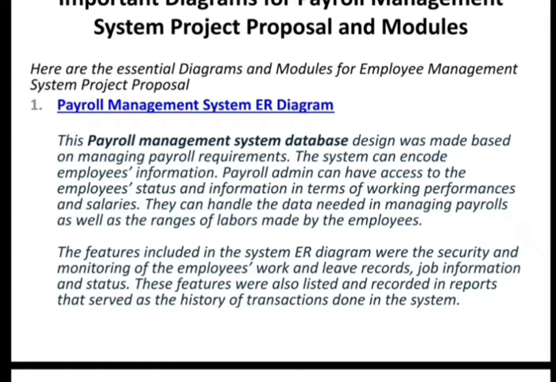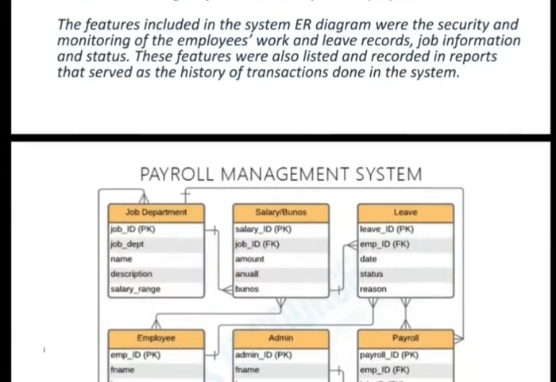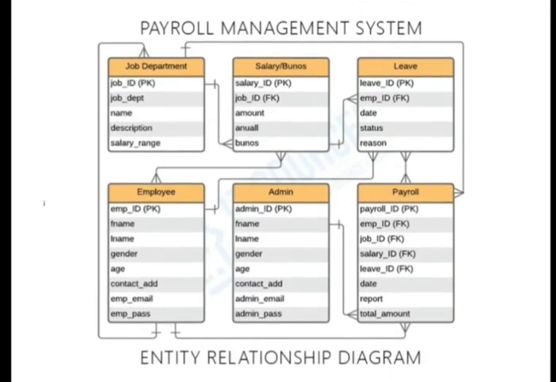This system can encode employees' information. Payroll admin can have access to the employee status and information in terms of working performance and salaries. They can handle the data needed in managing payrolls as well as the ranges of labor made by the employees. The features included in the system ER diagram were the security and monitoring of the employees' work and leave records, job information and status. These features were also listed and recorded in reports that serve as the history of transactions done in the system. This is the ER diagram of the payroll management system.